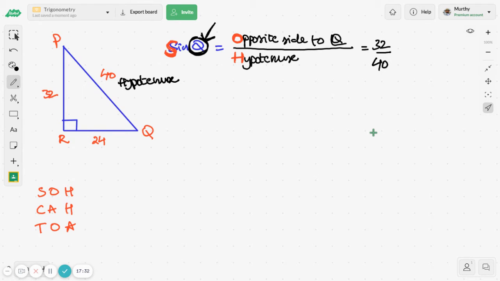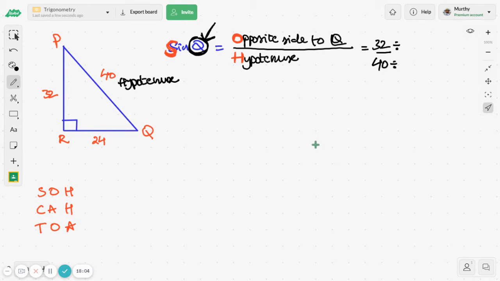Now, can you divide 32 and 40 by any value? You may say that yes, these two values are divisible by 2, but think of a large number. Can I divide by 2? Yes. Can I divide by 3? Can I divide by 4? Yes, 32 and 40 are divisible by 4. Then like this, you keep going. Can I divide by 5? No. 6, 7, 8. Yes, it is.